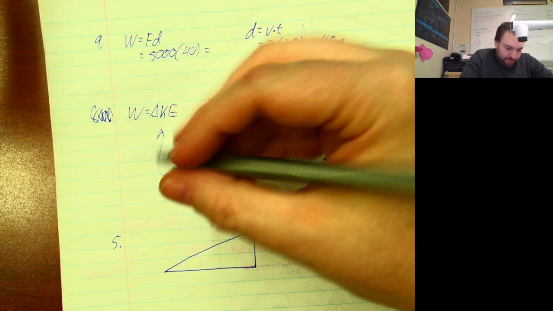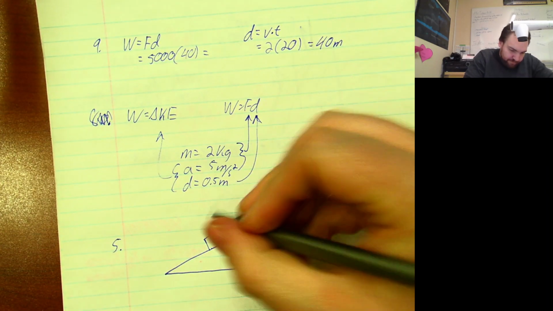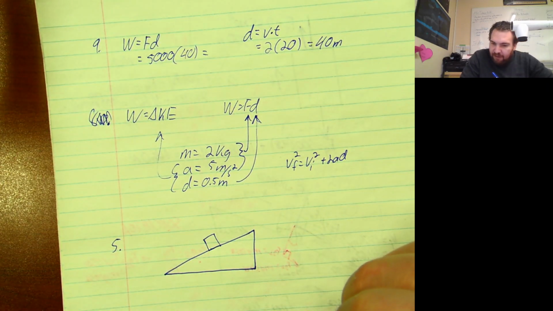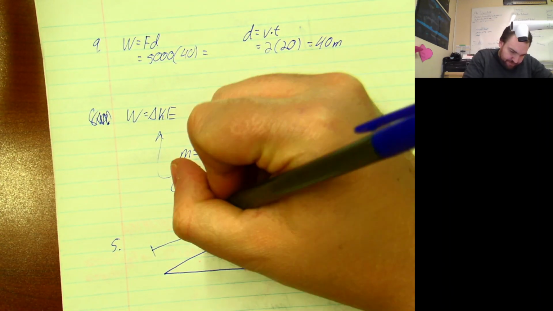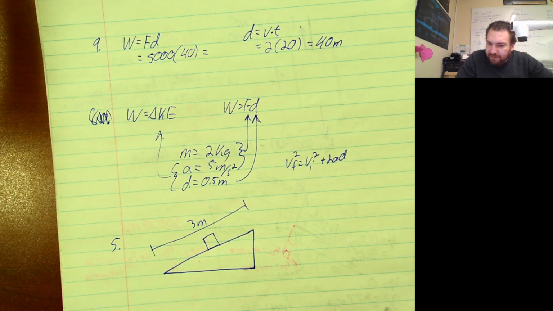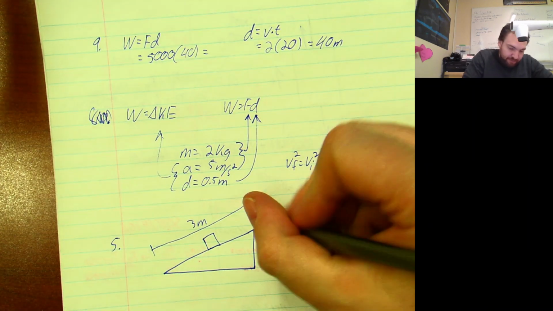So we've got a motorbike on the ramp. We know the ramp is how long? 3 meters. This distance here is 3 meters. Do we know the angle of the ramp? We do not know the angle. We know that this is 1.2 meters.